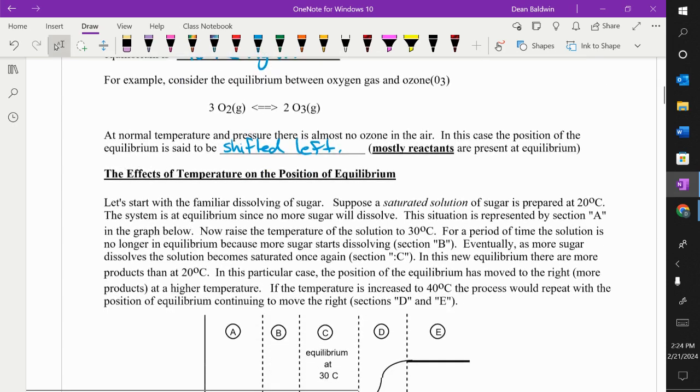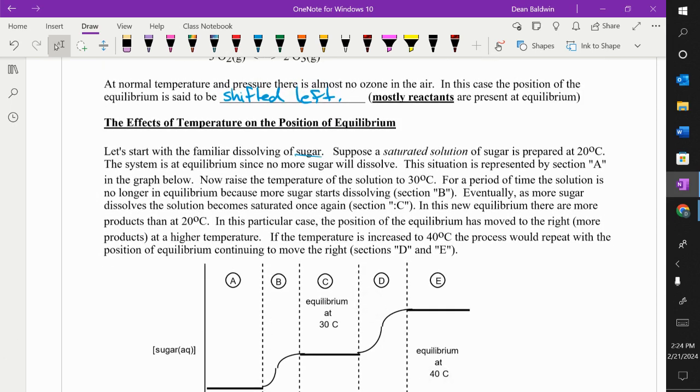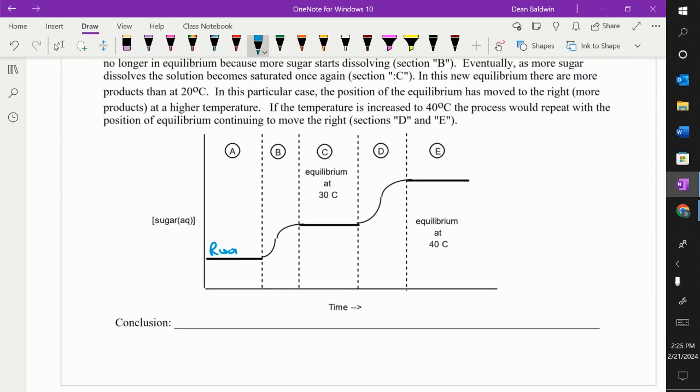Now, you can push the reaction in certain directions. If we go back to dissolving a product in water, we're going to take sugar and dissolve it in water at 20 degrees, so basically room temperature. You reach the saturation point, which we will say is this one, room temp. So it saturates, you're at equilibrium. You know you're at equilibrium because the concentration is constant.